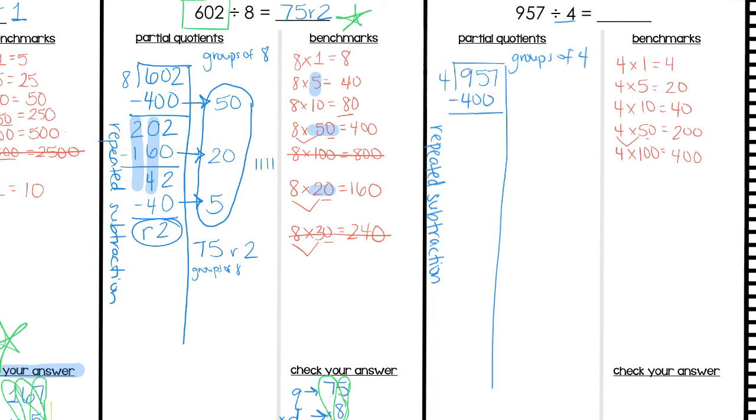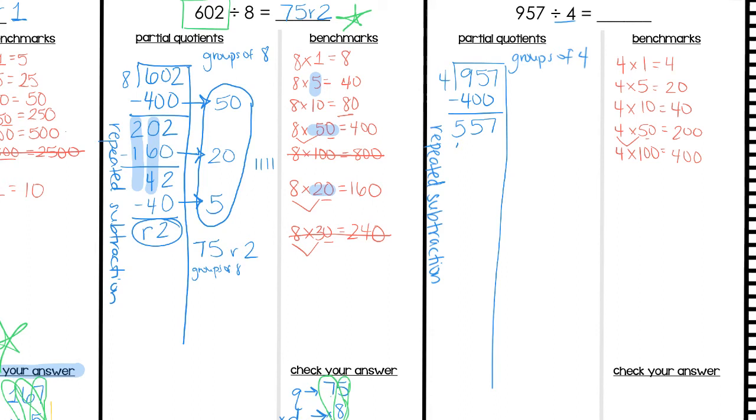7 minus 0 is 7. 5 minus 0 is 5. 9 minus 4: 4, 5, 6, 7, 8, 9. That's 5. All right. Again, what's the largest multiple of 4 that we can take away from 557?